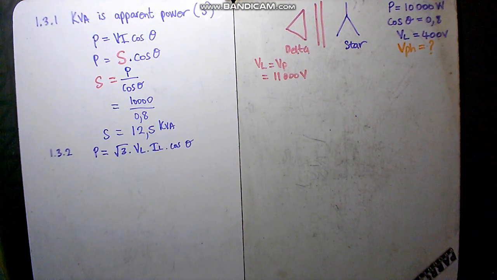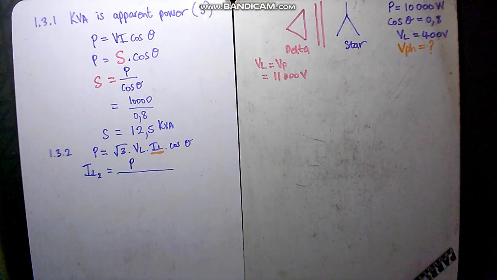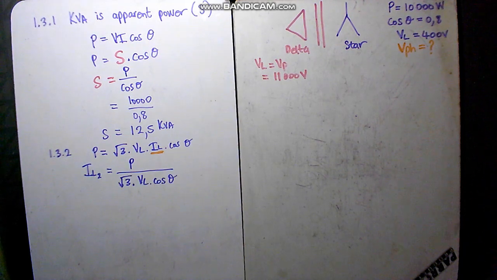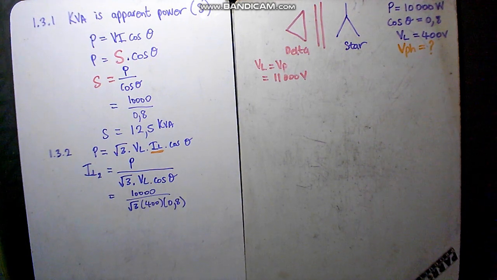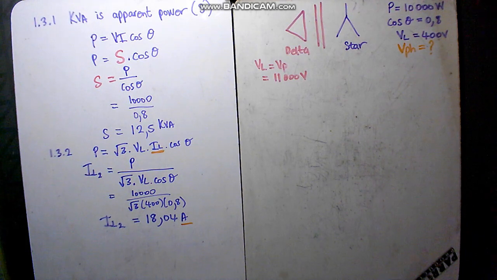1.3.2 wants us to calculate the secondary line current. We need to make IL subject to the formula. That's going to be power divided by root 3 VL cos theta. Substitute our values. Power is 10,000. Our secondary line voltage is 400. And our cos theta is 0.8. So notice we are working on the secondary side because we wanted to find the secondary line current. So that means we would use the secondary line voltage. In our calculator, 18.04, don't forget the unit amps. The unit is very important to get the mark.